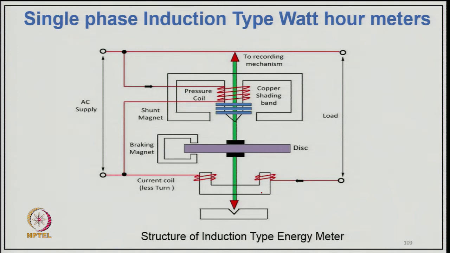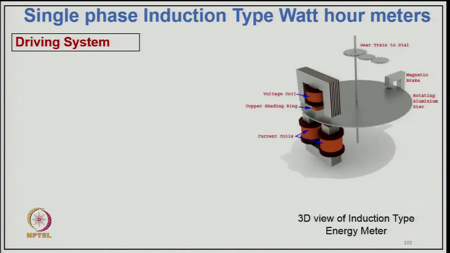Here you have a pressure coil over another electromagnet, which you make with the help of that. That is the structure of the induction type of energy meter. Now, as you can see in the diagram, you have a disc with a graded dial and a gearing train of two dials. This is typically the voltage coil on one core, and on the other side core you have a current coil.